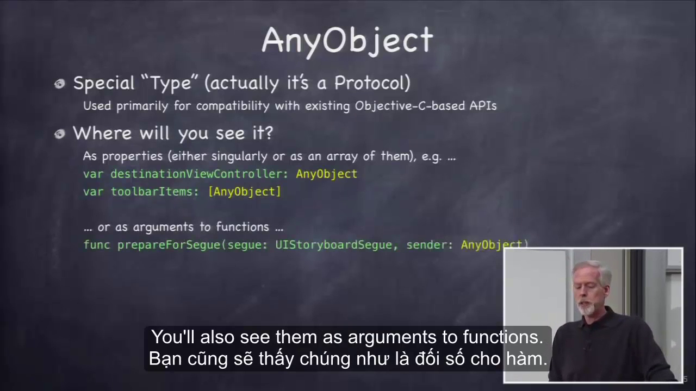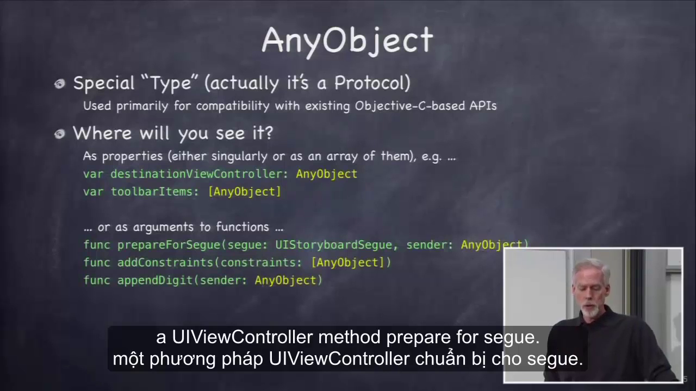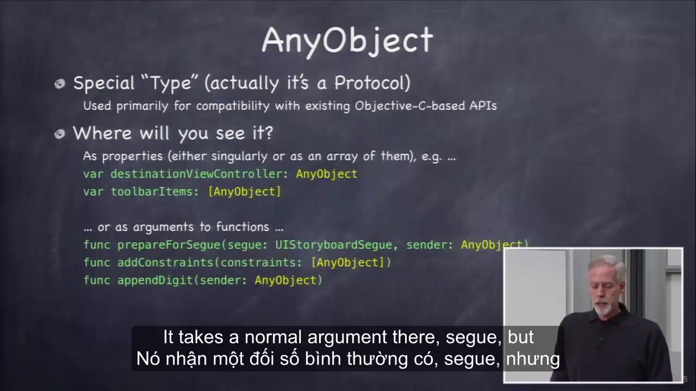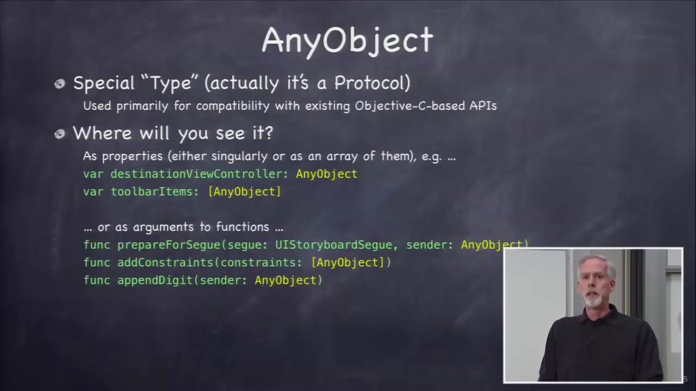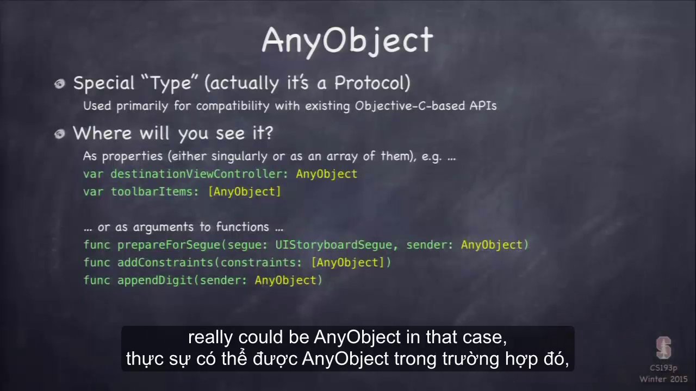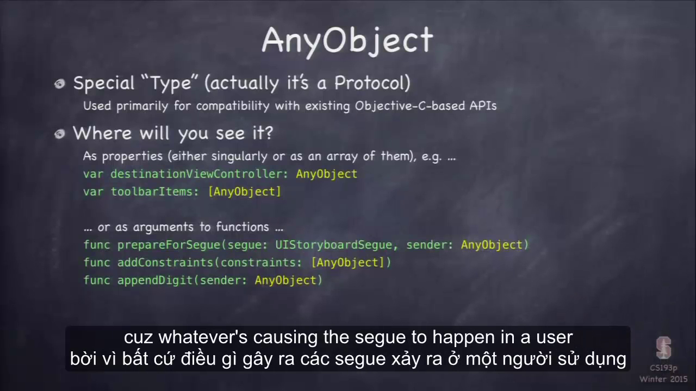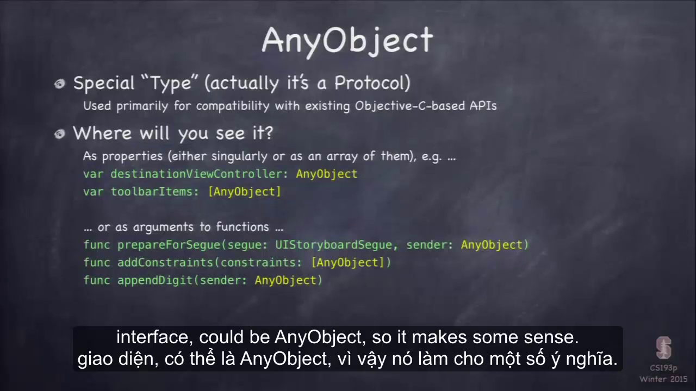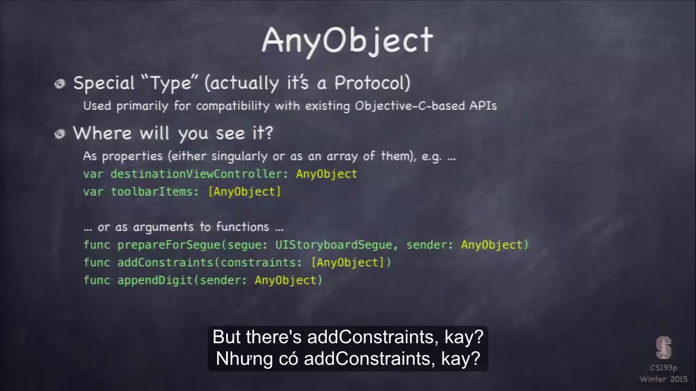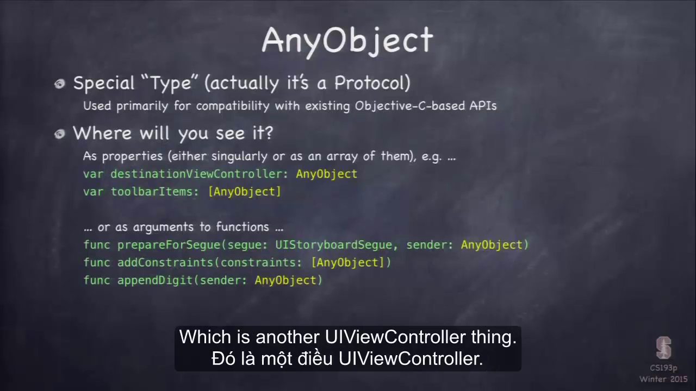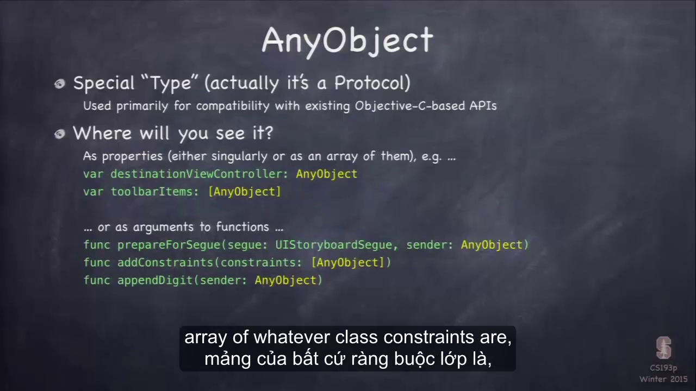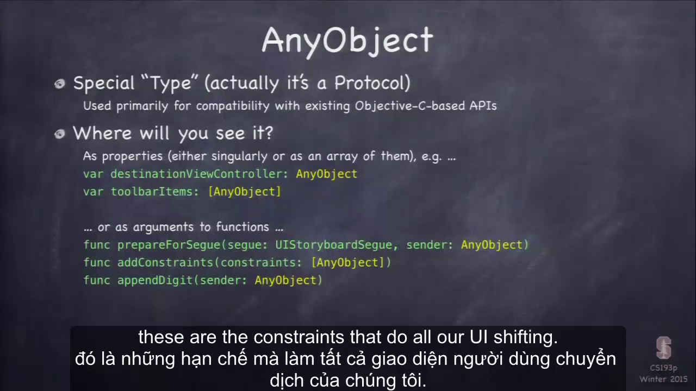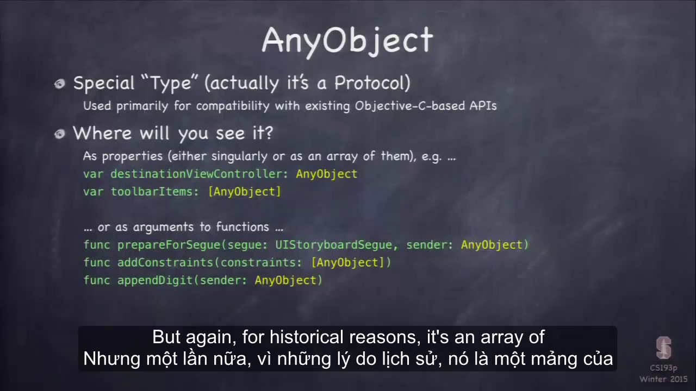You'll also see them as arguments to functions. Like here's a UIViewController method prepareForSegue. It takes a normal argument there, segue, but then it also takes a sender, which can be AnyObject. In that case, it kind of makes sense because whatever's causing the segue to happen in your user interface could be any object. But there's addConstraints, which is another UIView thing. You'd think that would be an array of whatever class constraints are. I haven't taught you about this, but these are the constraints that do all our UI shifting. But again, for historical reasons, it's an array of AnyObject.